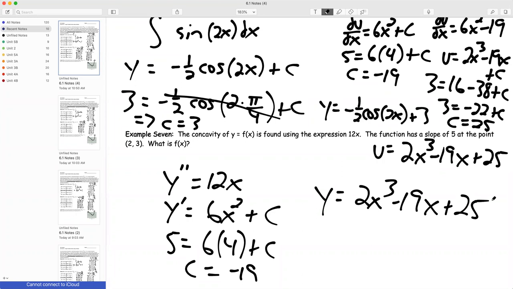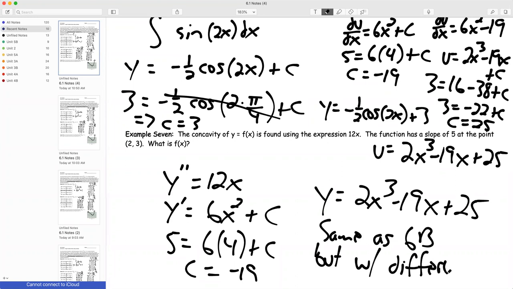However, same as 6b, but here's the difference, but with different notation. Why did you have to make that example 6b? Well, what I want you to see here is that they give you the concavity and they give you the slope, which is the same information that they gave you in the previous problem, but the notation is different.